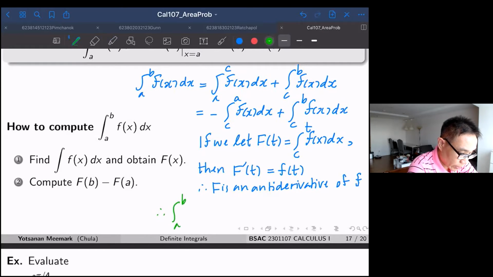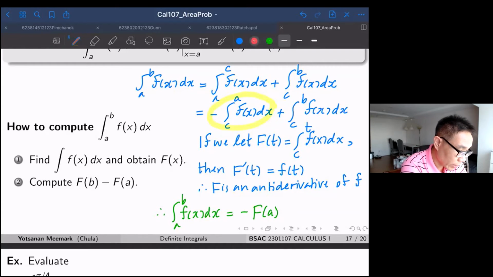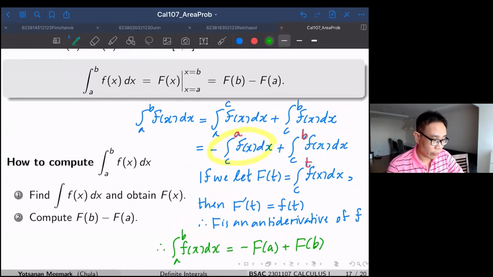In the integral from a to b of f x dx, look at the yellow one first. It turns out to be negative capital F a, because you plug in t equal to a. The second one turns out to be plus F b, because you plug in t equal to b. This is how we obtain the formula.